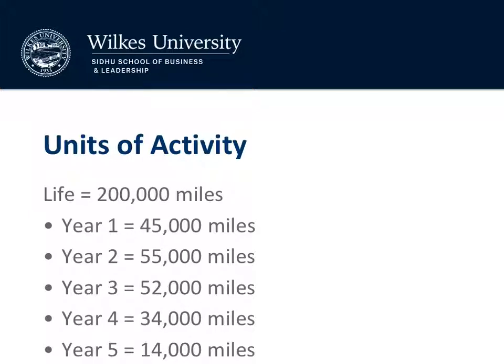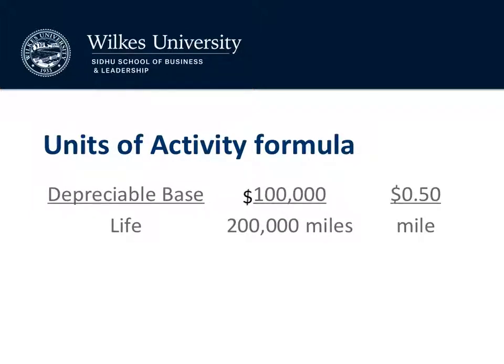But we're looking at this in hindsight, and so we're saying year one we drove 45,000 miles, year two 55,000, etc. By the time you finish year five, you can find out that we've driven the 200,000 miles that we estimated would be the life of our school bus. We don't need to go ahead and recalculate the depreciable base of $100,000. We know how it's calculated. We're just going to use it again.